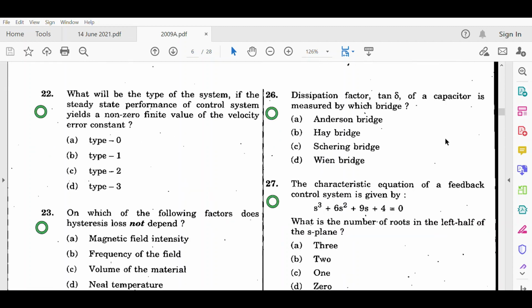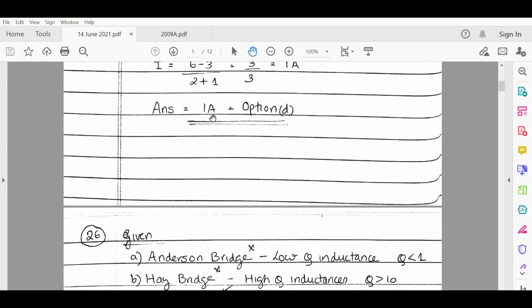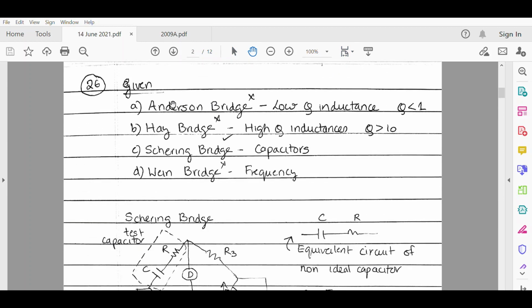We will now see the 26th question. Dissipation factor tan delta of a capacitor is measured by which bridge? 4 options have been given. Let us see how this question can be solved. Now the 4 options are Anderson bridge, Hay's bridge, Schering bridge, and Wien bridge.